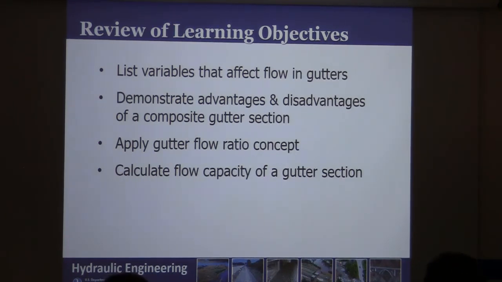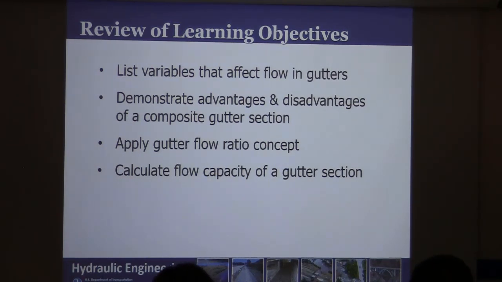Okay. Did we demonstrate advantages and disadvantages of a composite gutter section? I don't know that we talked about any disadvantages. To me, there aren't too many. What is an advantage? Increased capacity, so you get increased flow. Yeah, because we could demonstrate that we got about 25% more flow in the gutter using composite than using a uniform slope.